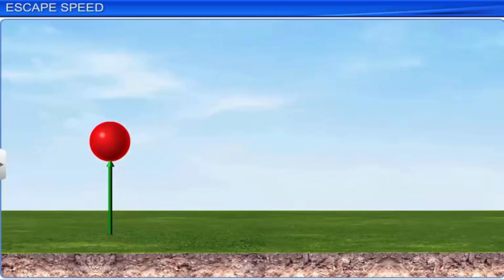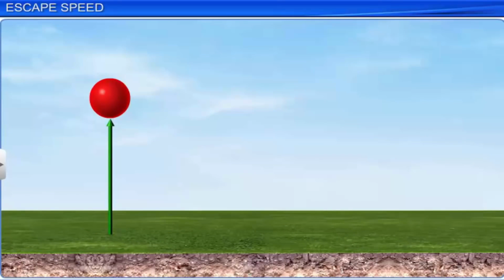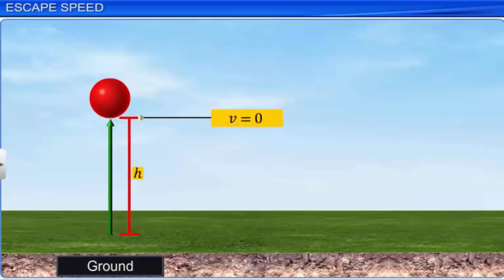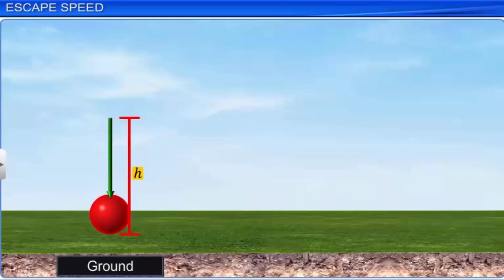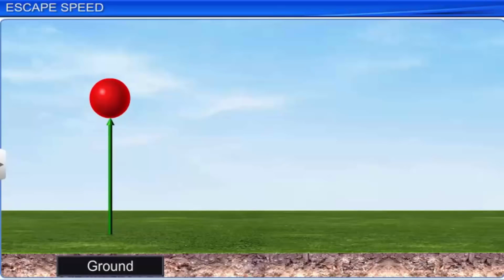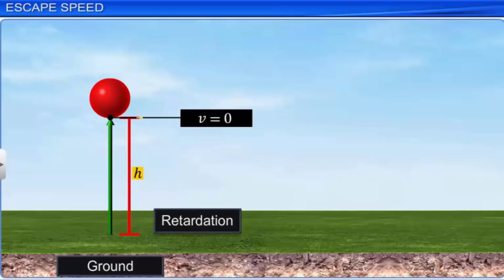If you throw a body vertically upwards with some velocity from the ground, it attains a height where its velocity becomes 0 and then returns to the point of projection. As soon as the body is thrown, it is under the acceleration due to gravity, g, acting towards the center of the earth. When the body is on its way up, it is under retardation till it attains 0 velocity and then returns to the ground due to gravitational pull.